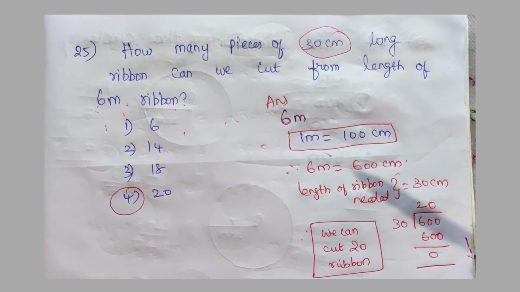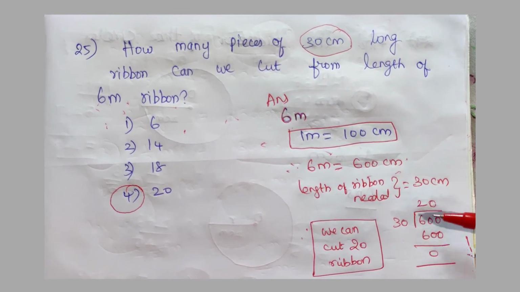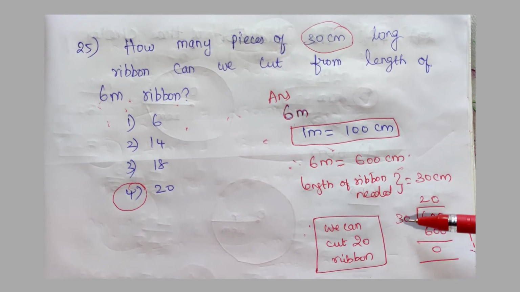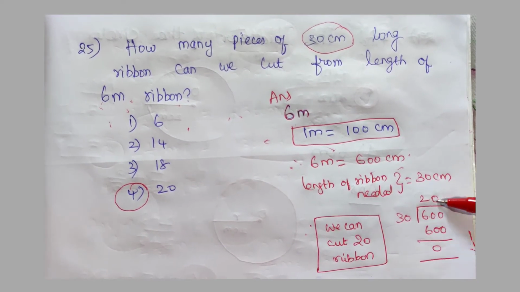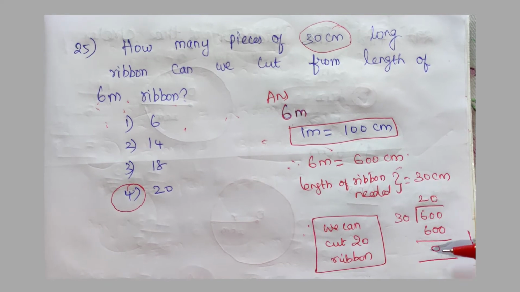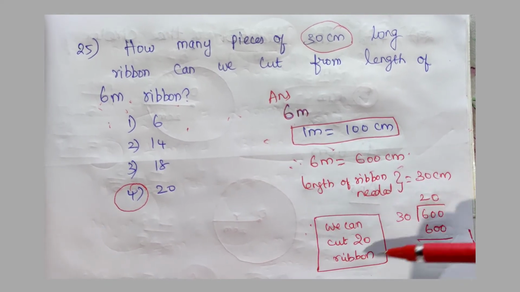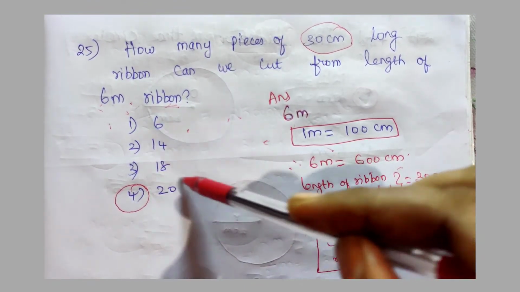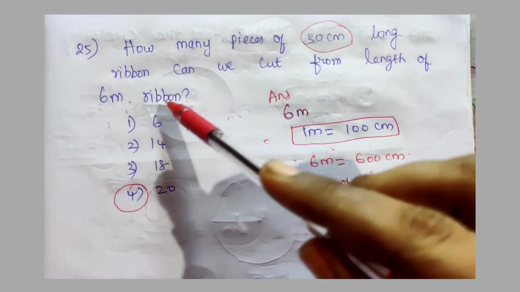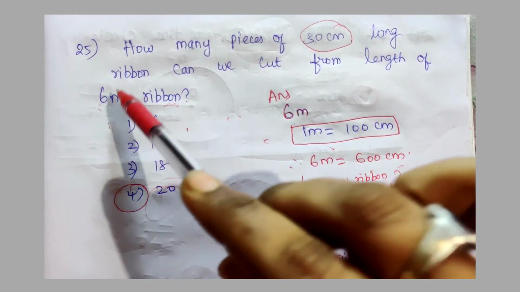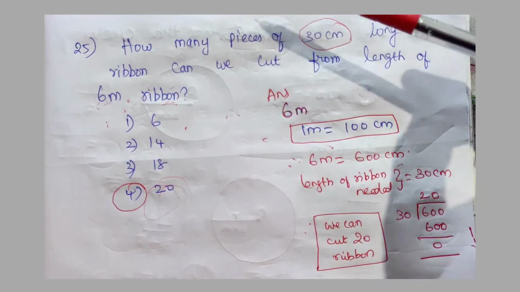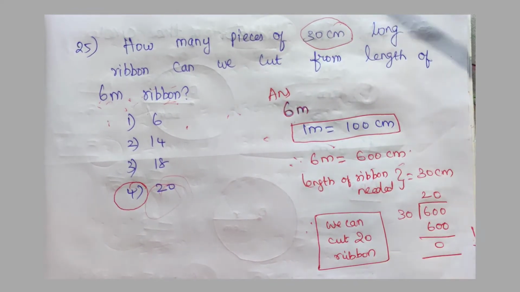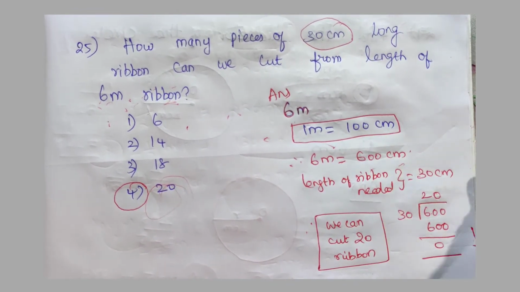Now you can easily divide it. Divide 600 by 30. 30 into 20 is 600. So how many ribbons can we cut from the 6 meter ribbon? We can cut 20 ribbons. 6 meter is nothing but 600 centimeters. So convert it, then find the answer. Without conversion, if you find the answer, you will get a wrong answer.